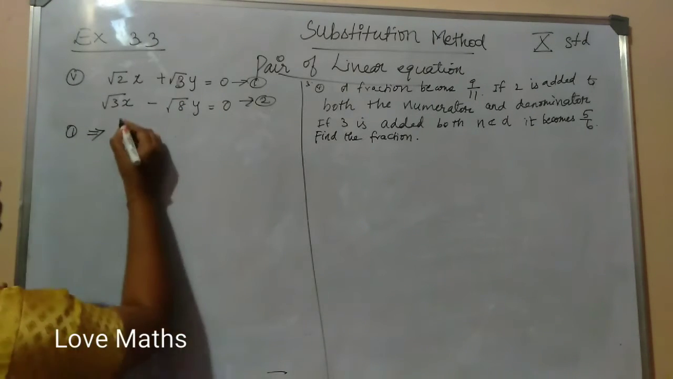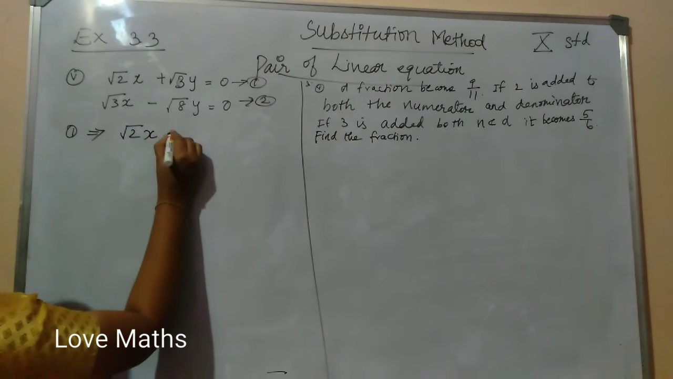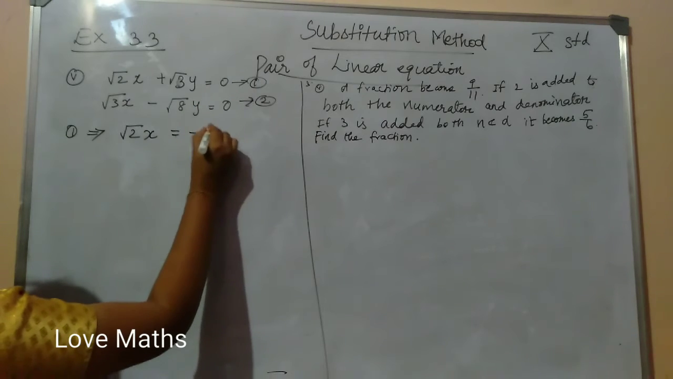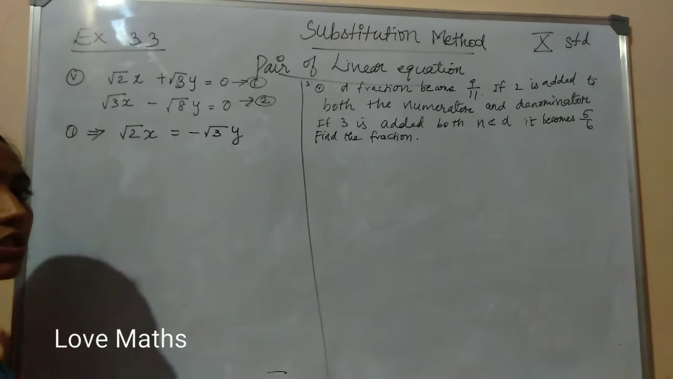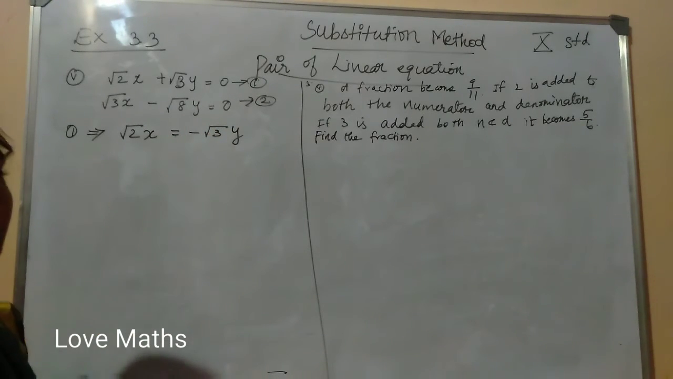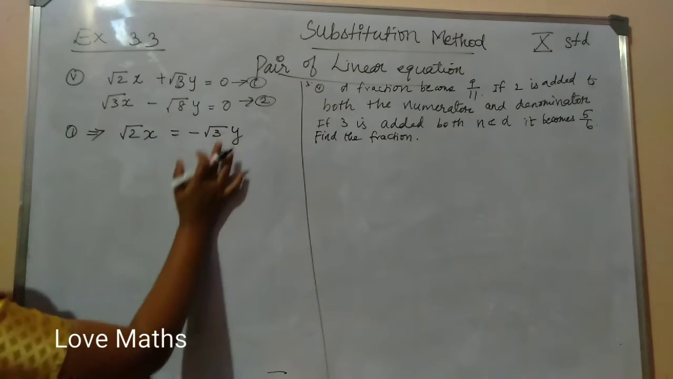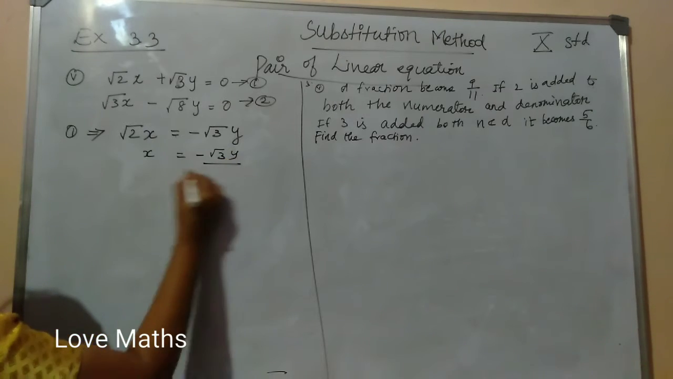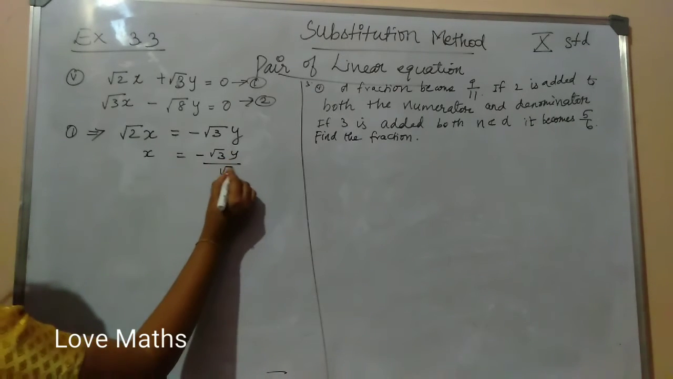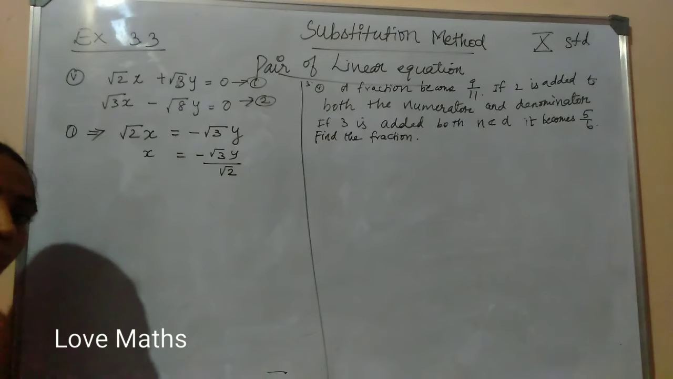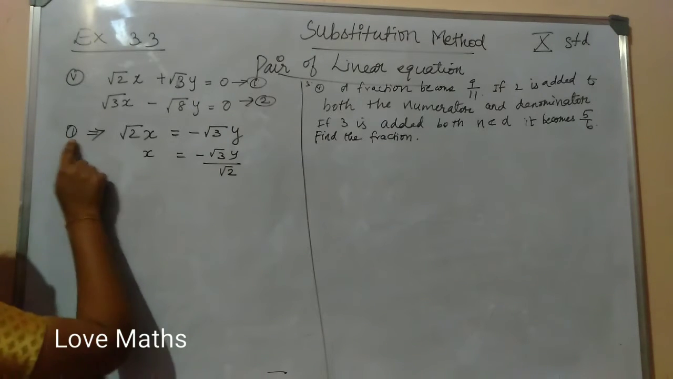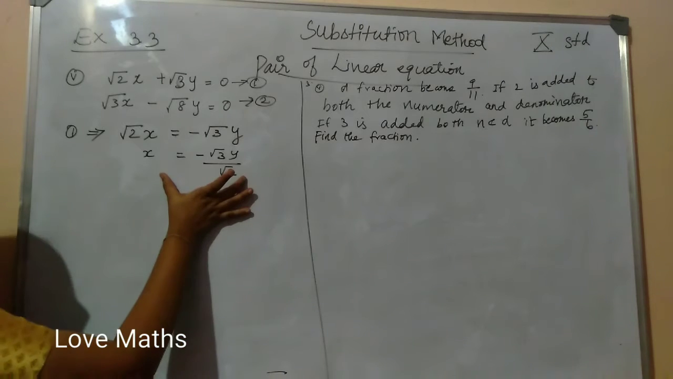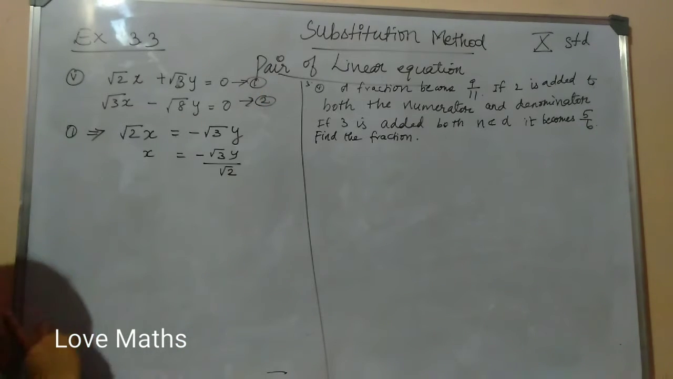No problem. So root 2x is equal to 0, plus comes to this side as minus, 0 minus root 3y. 0 plus anything is the same number, 0 minus anything is also the same number. So minus root 3y, I need only x, so x equal to minus root 3y divided by root 2, since root 2 is multiplication. This is the x value I found using the first equation. Now I want to substitute this x into the second equation.